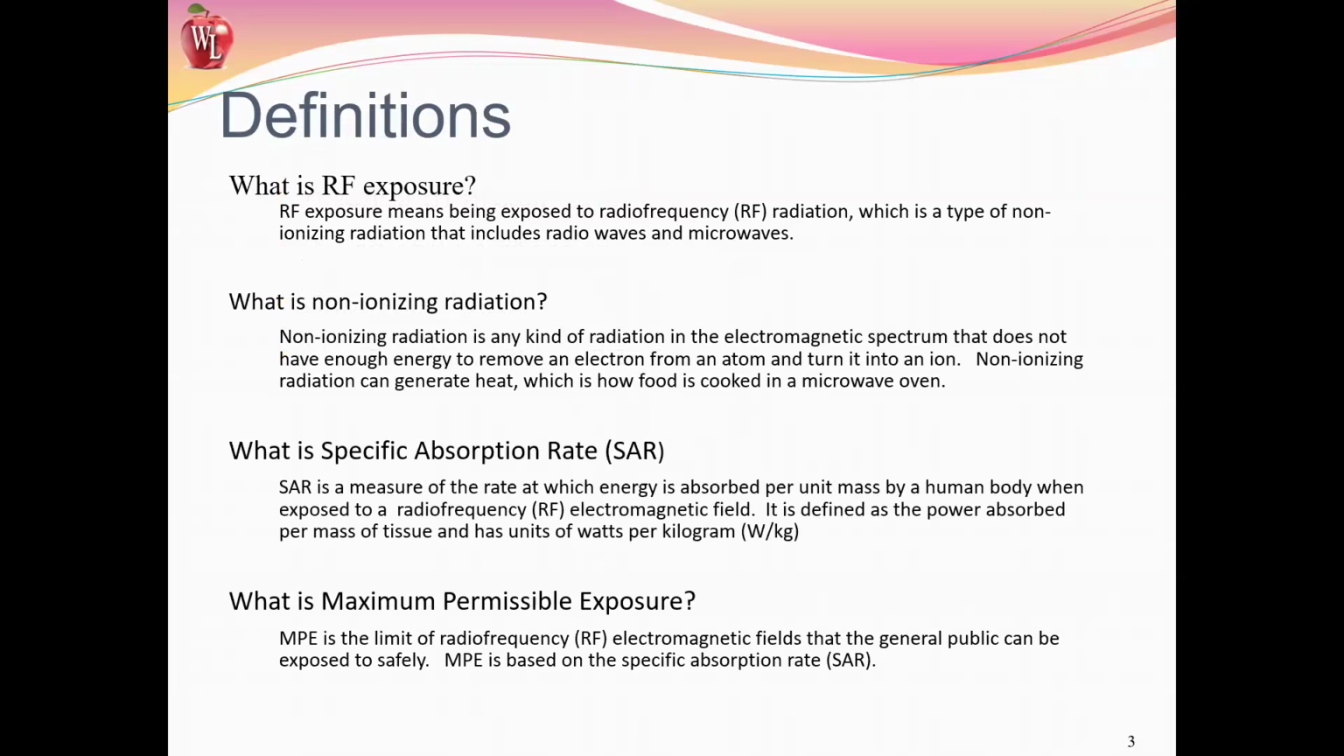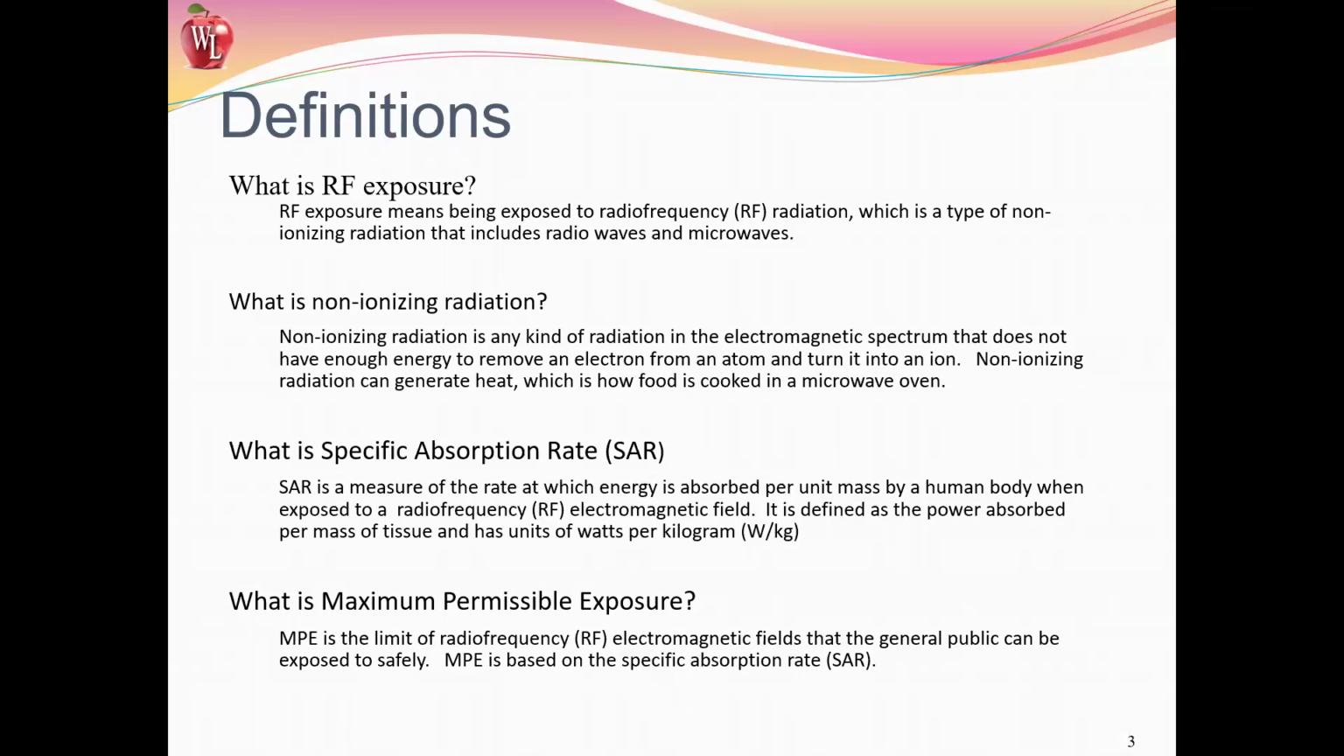We're talking about RF exposure. So what is RF exposure? RF exposure means being exposed to RF radiation, radio frequency radiation, which is the non-ionizing type of radiation that includes radio waves and microwaves. Okay, so that brings up another one. What is non-ionizing radiation? Non-ionizing radiation is the kind of radiation in the electromagnetic spectrum that does not have enough energy to remove an electron from an atom and turn it into an ion. And they use non-ionizing radiation to generate heat, and that's what they use in microwave ovens. And you can see how that would warm something up.